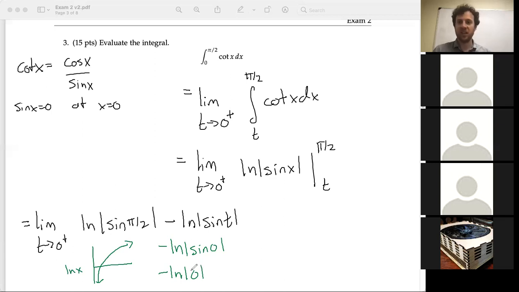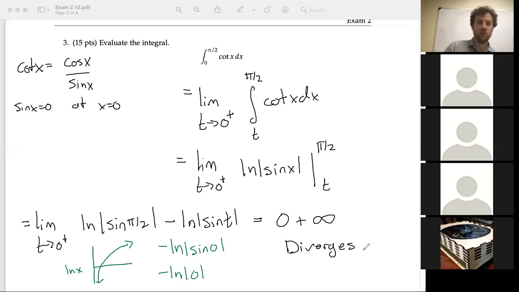Well, if it was a number, we'd get a number and then be done. But since it's not, we really need to think of this in terms of what is the limit of the natural log as the input goes to 0. And that's going along this asymptote here. And so what we actually get is, since the asymptote is going to negative infinity, and there's this negative right here, the first part is 0, and the second part is going infinite. So that means that this integral, we don't get a finite number, and that means that it diverges.